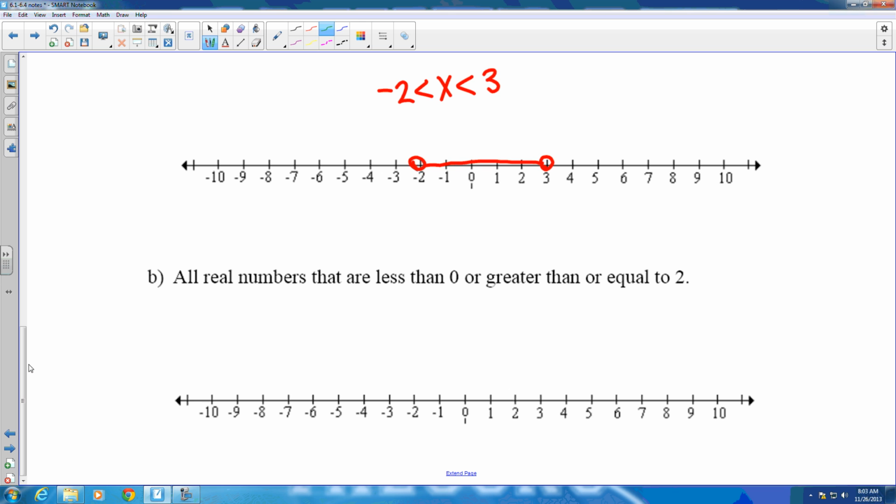All real numbers that are less than 0 or greater than or equal to 2, that means that we can already just write it as two separate inequalities. Numbers that are less than 0 or greater than or equal to 2. And then graphing this, at 0 the arrow would go to the left, and at 2 the closed dot would be going to the right.